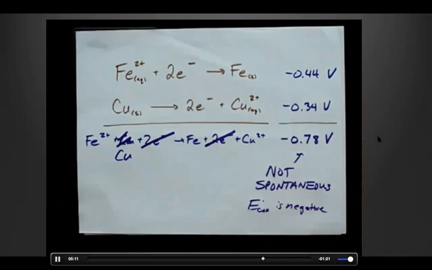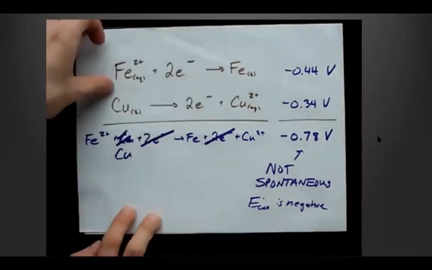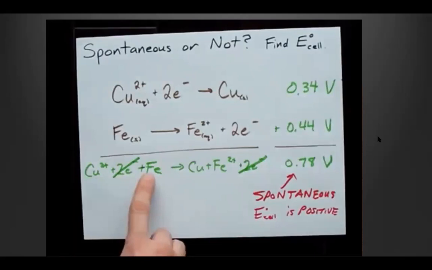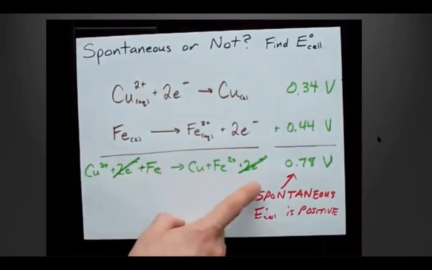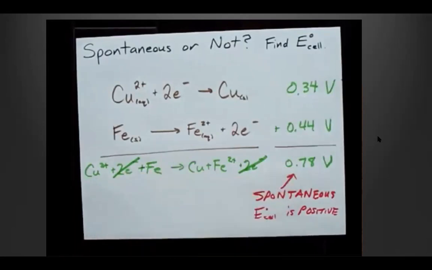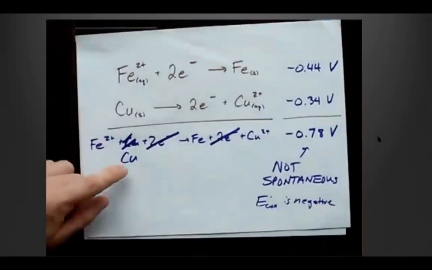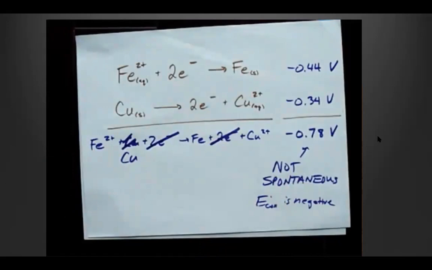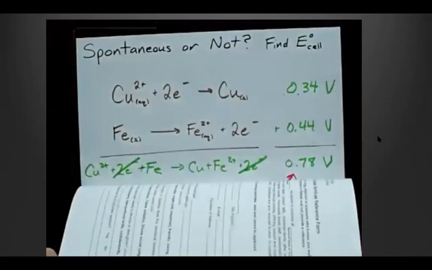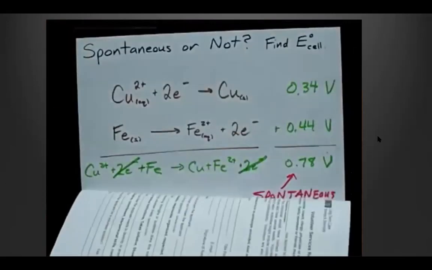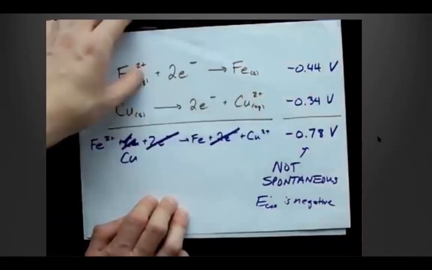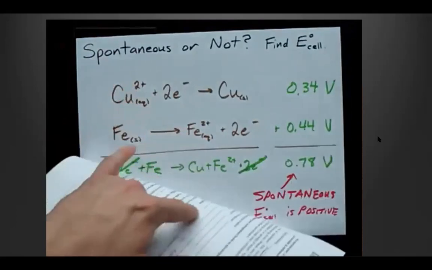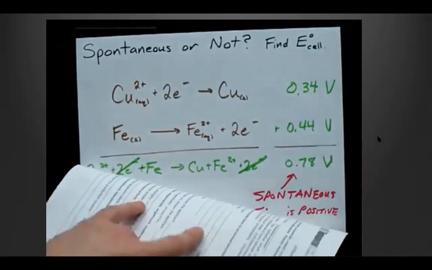But what you'll notice is, if I can find my old sheet, that copper 2+ mixed with solid iron is a spontaneous reaction, but copper mixed with iron 2+ is not a spontaneous reaction. You'll have to take an educated guess about which is going to happen, figure out your E cell, and make sure that it's positive if you want to predict which direction your reaction goes in.